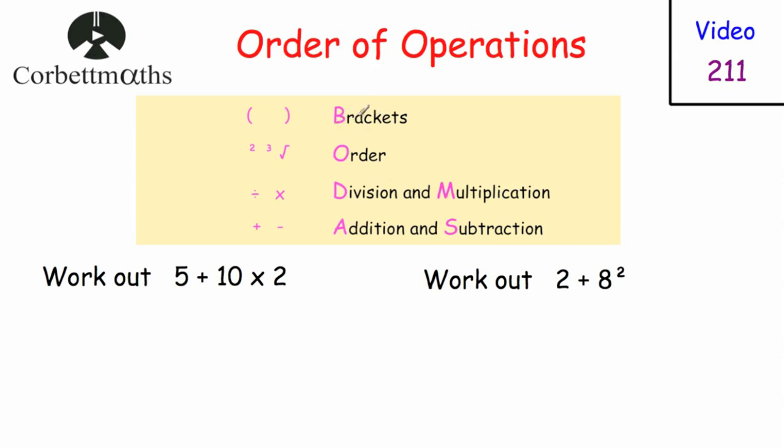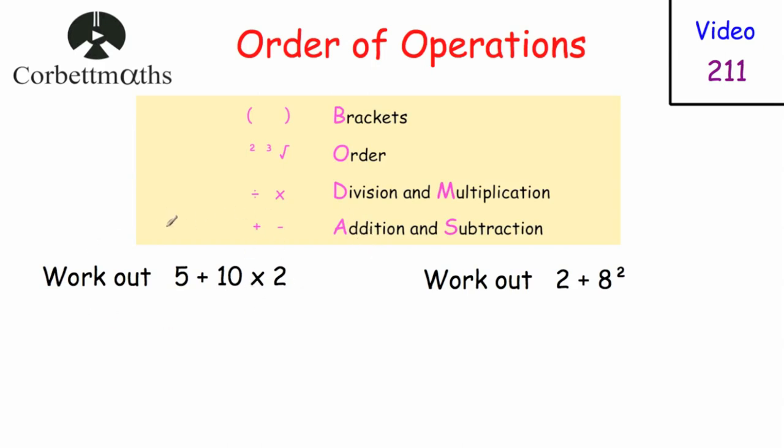It starts off with any brackets. So you look for any brackets. Then you look for any orders or indices, which sounds complicated, but it's just anything with a squared or a cubed or square root. Then you look for any divisions and multiplications, and they're of the same importance. So if you've got a question which has divisions or multiplications only, you work from left to right. And finally, you work out any additions or subtractions, which are again of the same importance. So if you've got just additions and subtractions, you work from left to right.